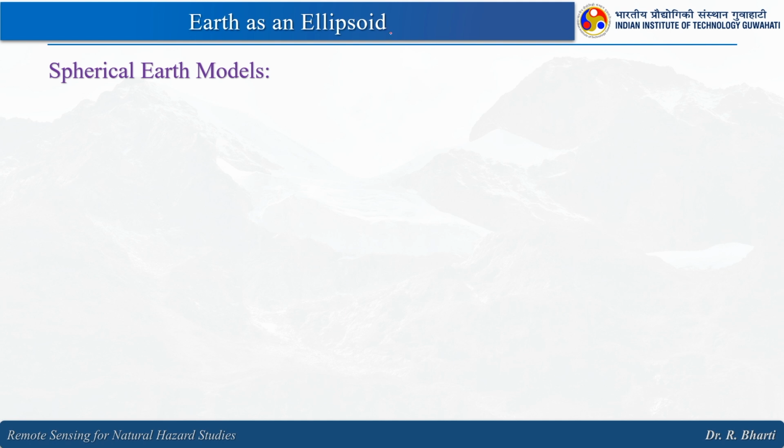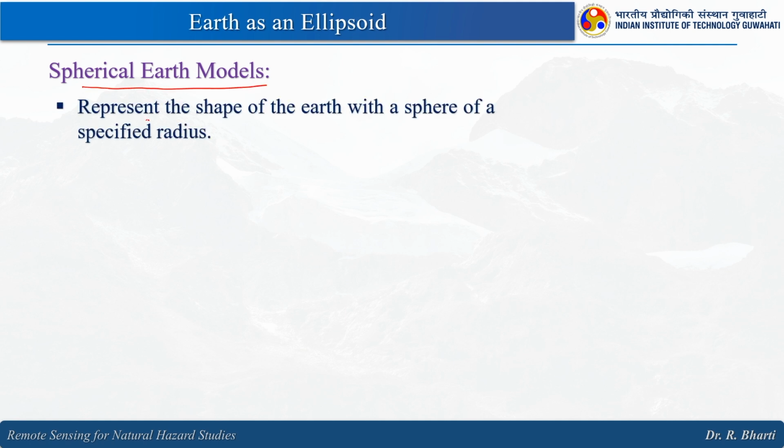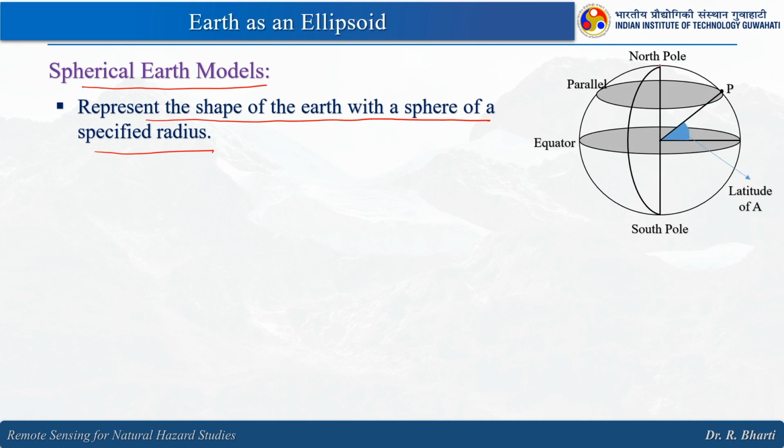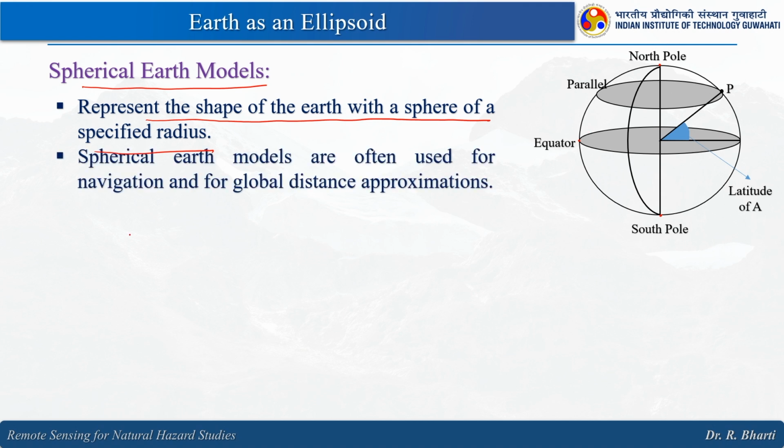So, we started with Earth as a sphere, right. Initially we started looking at the Earth considering it is a sphere. So, we started with the spherical Earth model, which represents the shape of the Earth with a sphere of a specified radius. Here you see you have North Pole, South Pole, equator and this is a circle, right. So, this is a sphere. Spherical Earth models are often used for navigation and for global distance approximation.